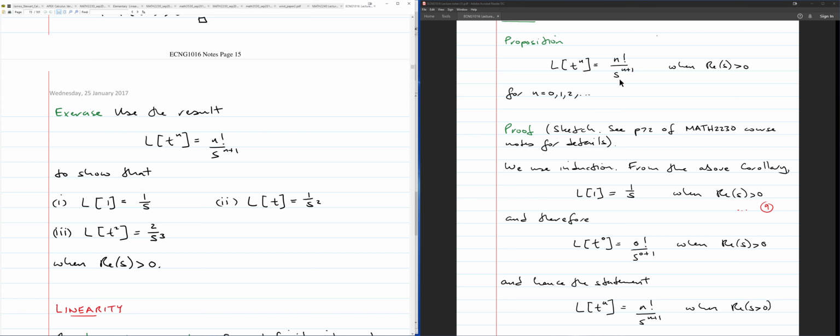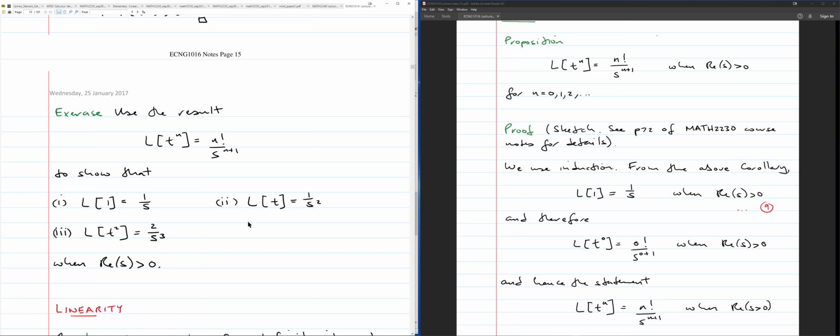So we want to show this for each n, starting at n equal to 0, and then n equal to 1, 2, 3 onward. How we're going to show this is via induction. You want to remember how you do something by induction: you prove the start case, and then you prove your induction step.